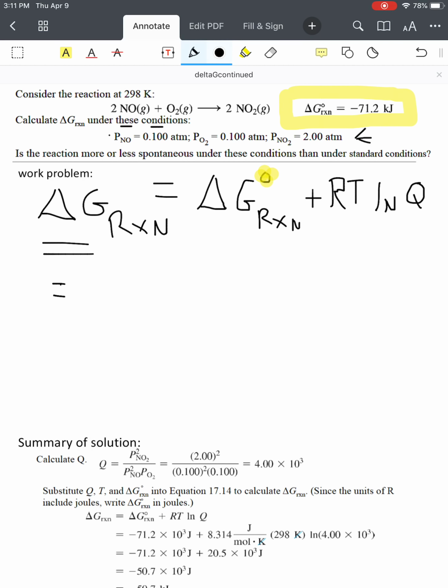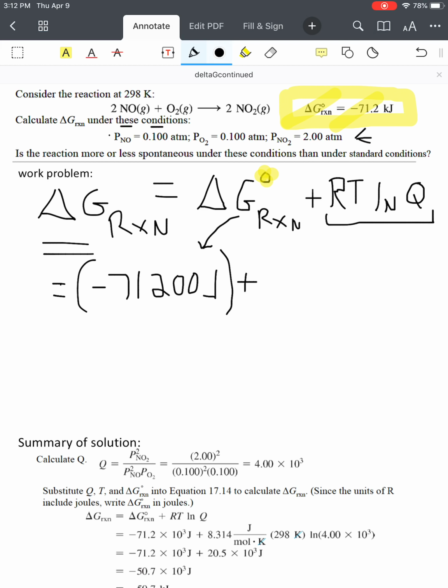Now fortunately, they were kind to us, weren't they? Because one thing they gave us in this problem was the fact that the delta G was negative 71.2 kilojoules. So what I can do then is just write that into my math for this term, my delta G reaction 0. That's my standard Gibbs free energy change associated with this reaction under standard conditions. Notice that I converted it to joules. I did that to make the units jive with this term right here, which I'm going to compute next.